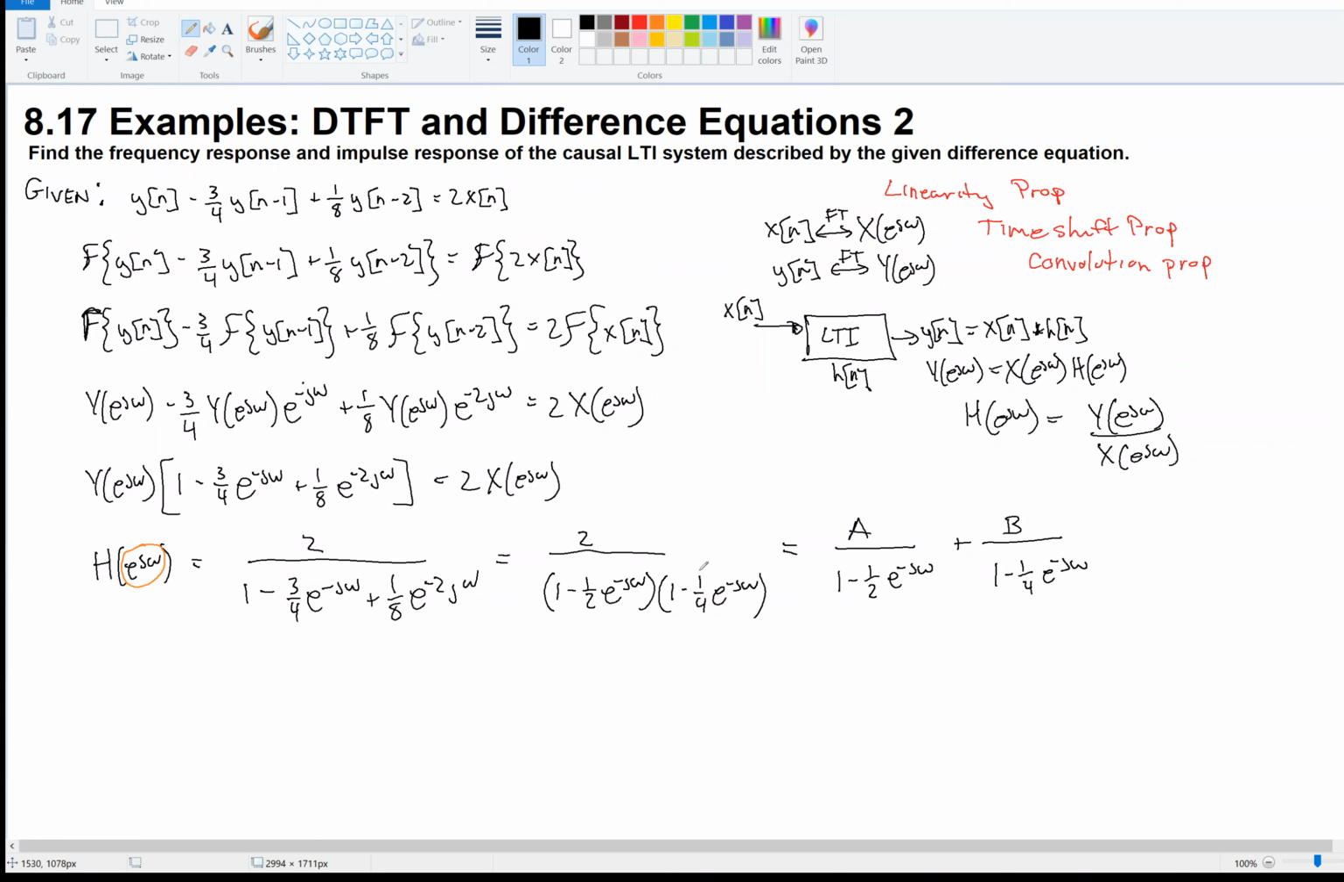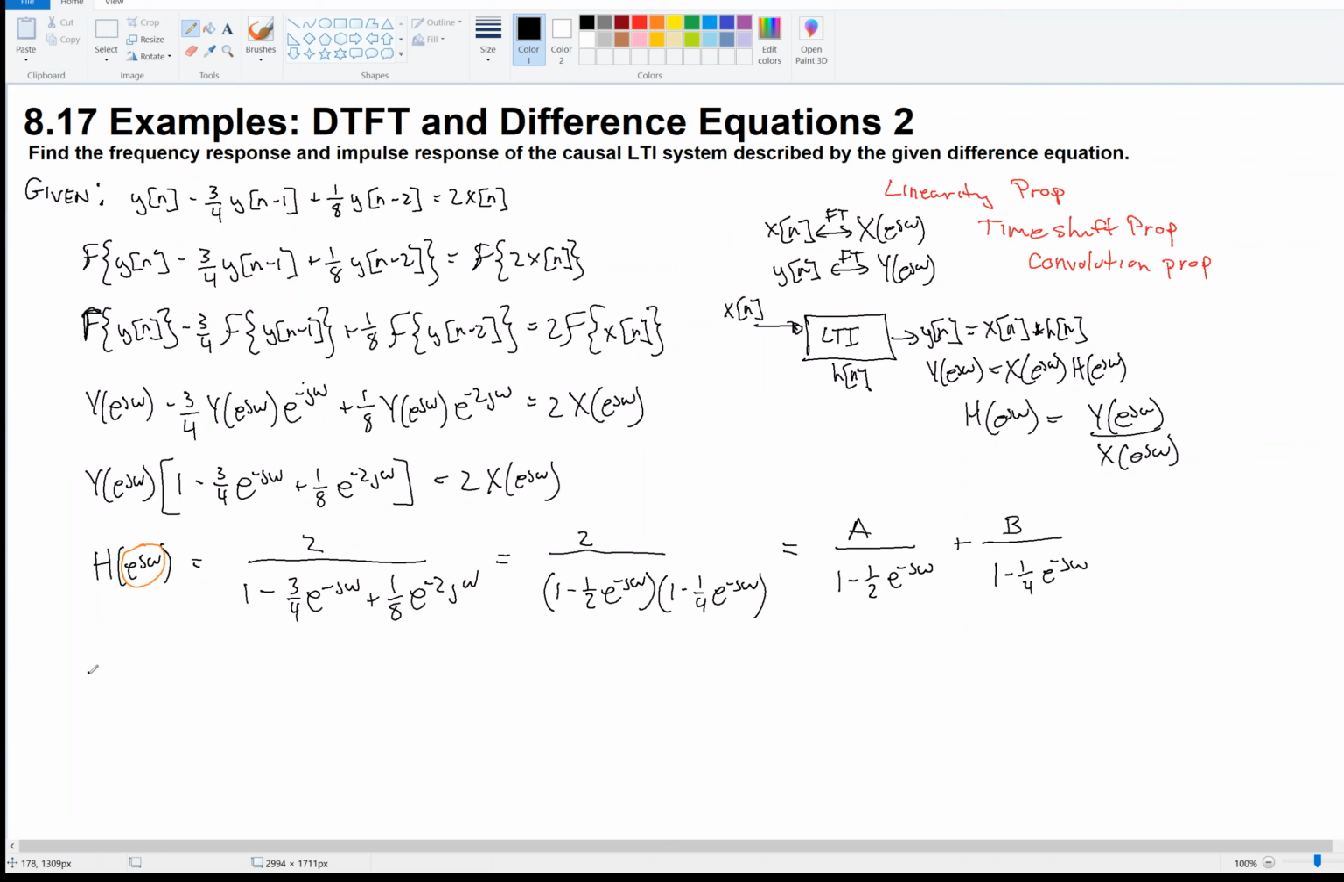So usually we go the other way when you get a common denominator and you combine. But using partial fraction expansion, we want to go this way because we know from common Fourier transform pairs what the inverse Fourier transform would be of this thing, and we know what it would be of this thing. So let's find those factors a and b.